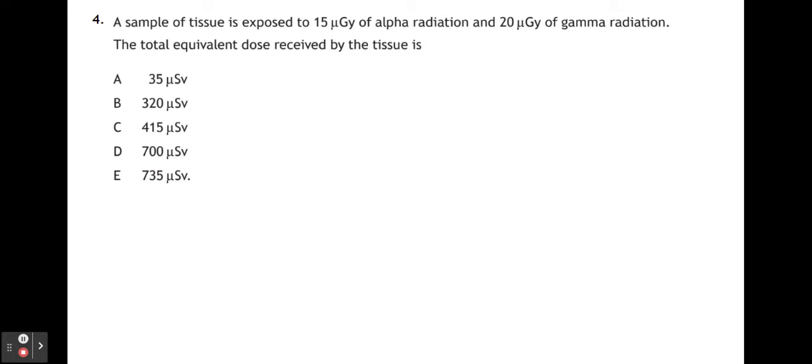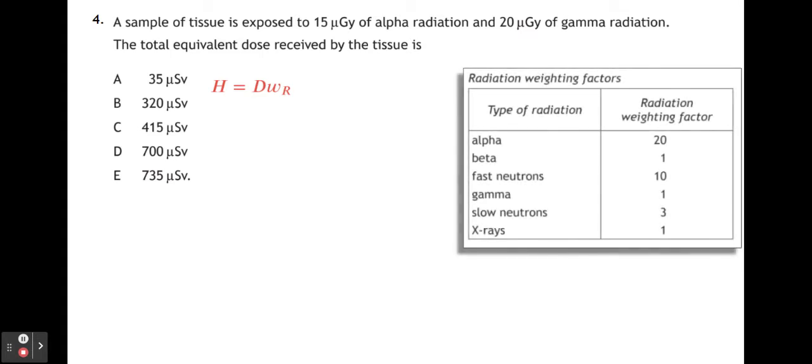Okay, so to work out equivalent dose, in this question we're going to have to work out the equivalent dose of alpha and gamma separately. So using the formula H equals D w_R, we need to know the weighting factor of alpha and gamma. So we go into our data sheet on the inside cover of the exam and we find out that for alpha, the radiation weighting factor is 20.